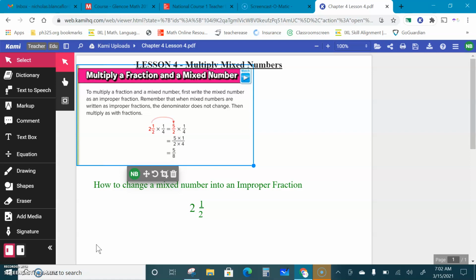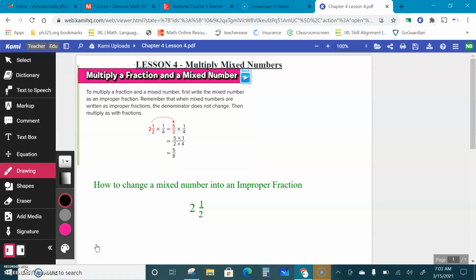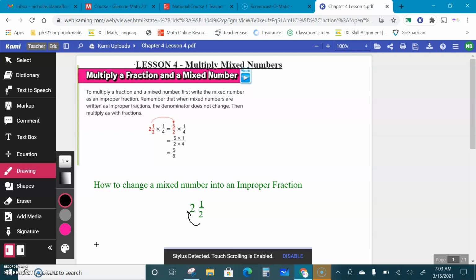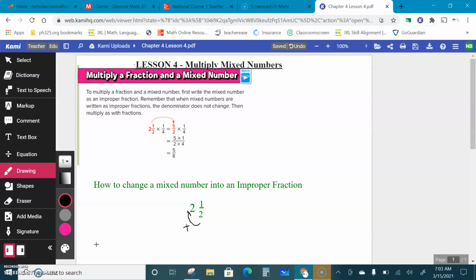When you were in probably fifth grade or fourth grade, they taught you that when you have a mixed number, which is a whole number and a fraction, you take the denominator and multiply it times your whole number. So we would get 2 times 2 equals 4. And then you would add the numerator, plus 1. That gives us 5/2. And you keep the same denominator. It always stays the same.